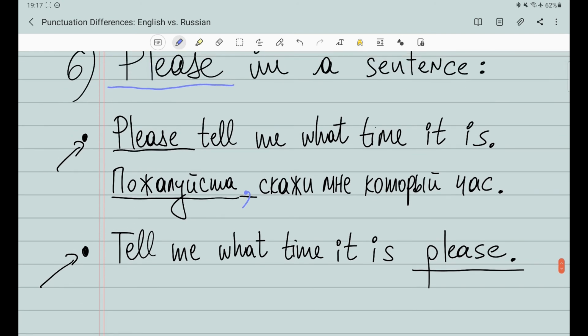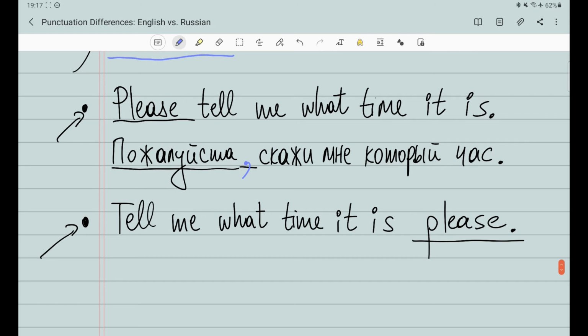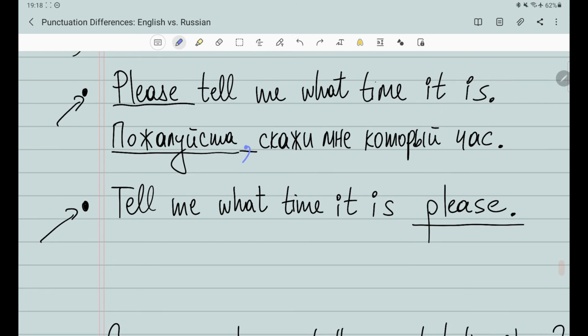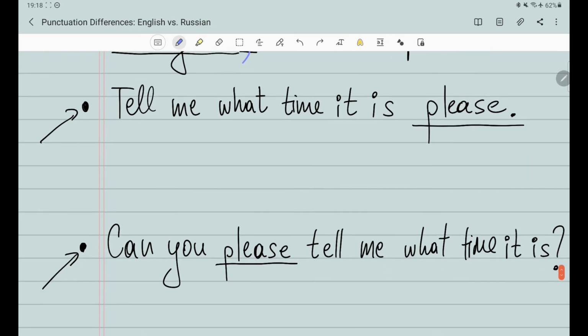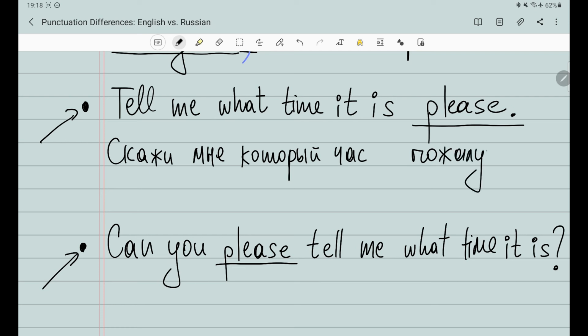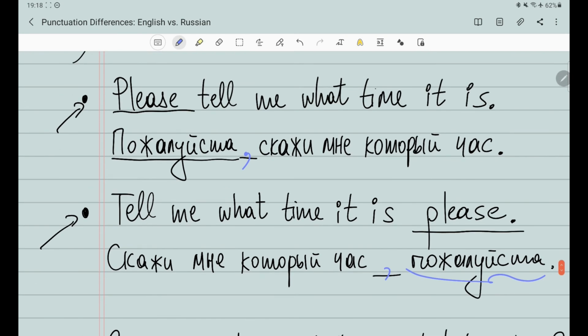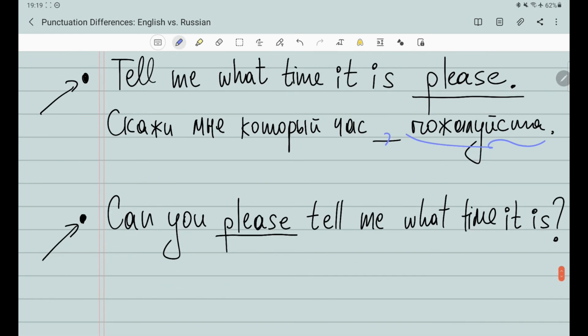In English, I know that it's not really required to write it in this case. It just depends on how much you want to emphasize the fact that you are asking for a favor. So you could write the comma in English, but if you don't, then it's not wrong. And the second one, tell me what time it is. You would have to say скажи мне, который час, пожалуйста. You've probably guessed it. Put a comma to isolate please, and it falls under the same exact pattern here.